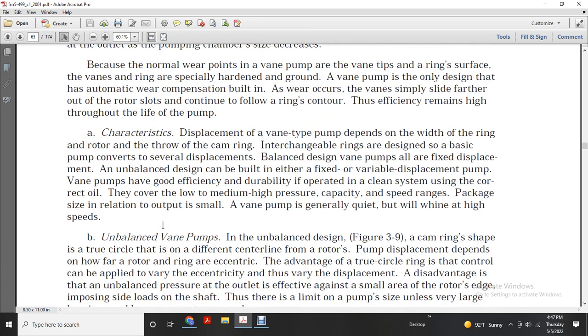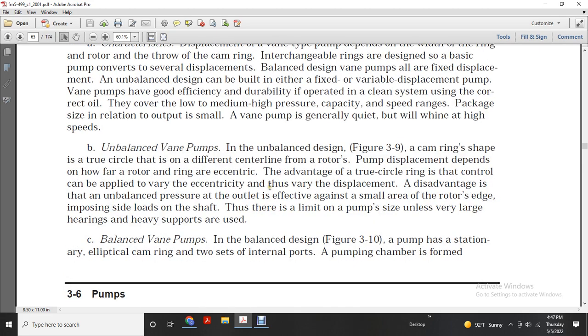Characteristics. The displacement of the vane type pump depends on the width of the ring and rotor, and on the cam ring's internal design. The basic pump converts to several displacement designs. Balanced designs are fixed displacement; unbalanced designs can be built as either fixed or variable displacement pumps. Vane pumps have good efficiency and durability, and operate well with a clean system using the correct oil. They cover low, medium and high pressure capacity, speed ranges and package sizes. Small vane pumps are generally quiet, while some are noisy at high speeds.